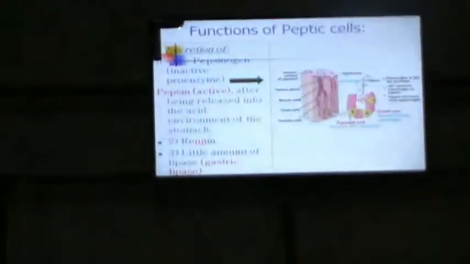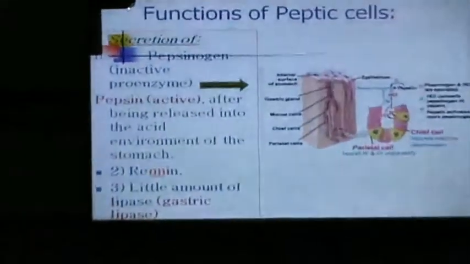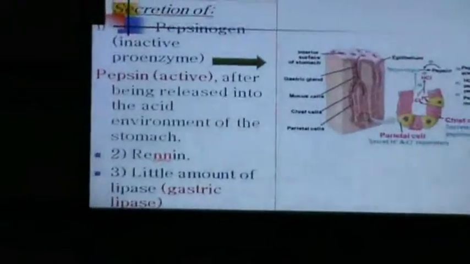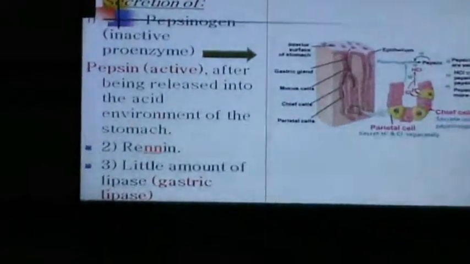Artificially made cheese is made by the coagulation of milk. The third enzyme is called lipase. Lipase is used for the digestion of lipids. We have a little gastric lipase, salivary lipase from the saliva, and pancreatic lipase from the pancreas, and only a small amount from the stomach from these peptic cells.